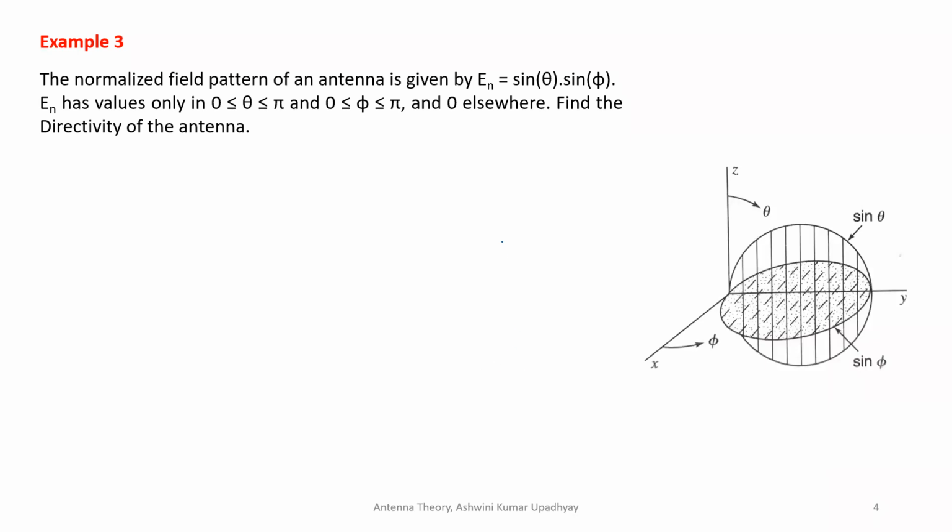So in this example, you are given a normalized field pattern of an antenna, which is En equal to sine theta into sine phi. And this En has values only at angles of theta between 0 to pi and phi also 0 to pi, and it will be 0 elsewhere. So we have to find the directivity of this antenna. So you have got an expression of En theta phi, and you have to find directivity. So what do you think will be the best way to find the directivity of this antenna?